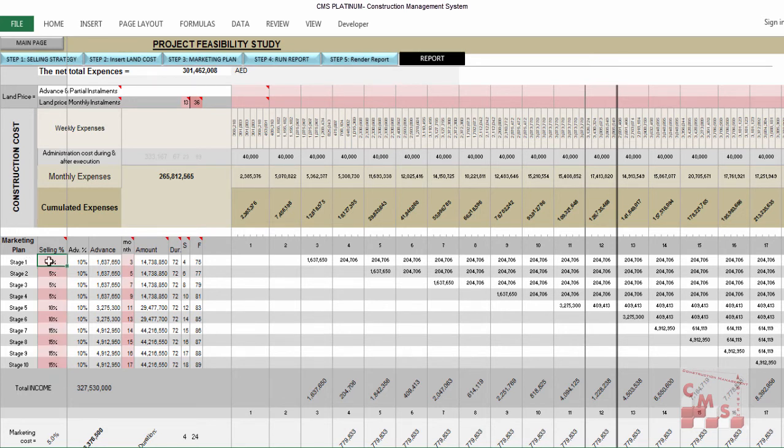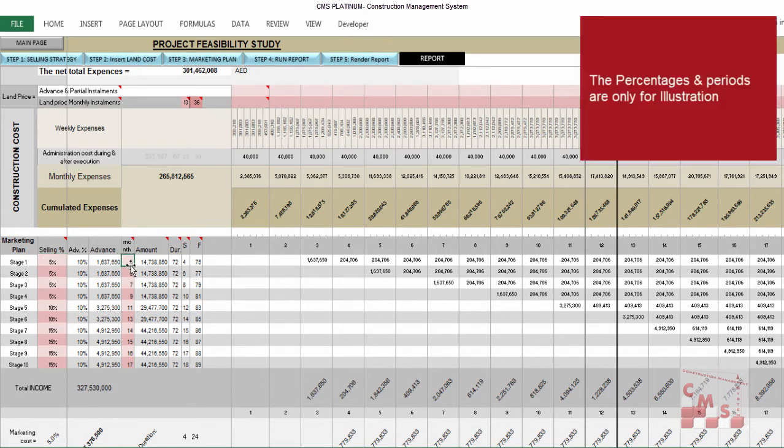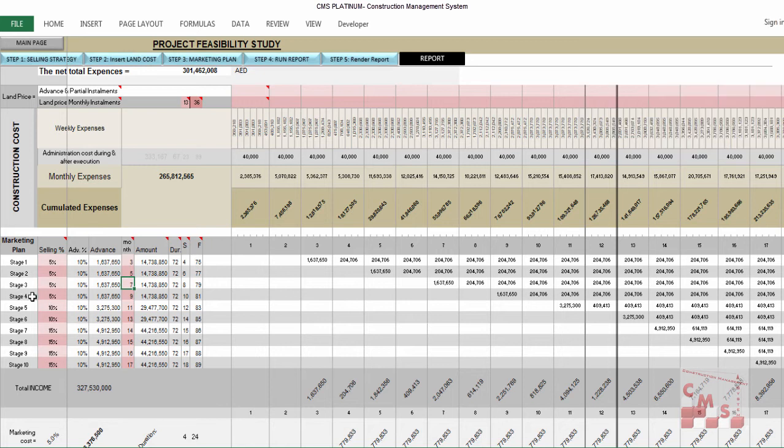We'll consider in stage 1 we will sell 5%, and this will be after 3 months of starting execution. Stage 2 also 5% after 5 months of starting the execution. Stage 3 you will sell also 5% after 7 months. Stage 4 you will sell 5% after 9 months. Stage 5 10% in 11 months of execution. Stage 6 10% after 13 months. Stage 7 15% after 14 months. Stage 8 15% after 15 months.